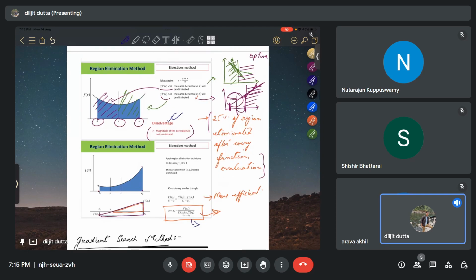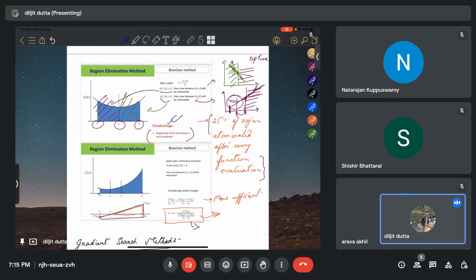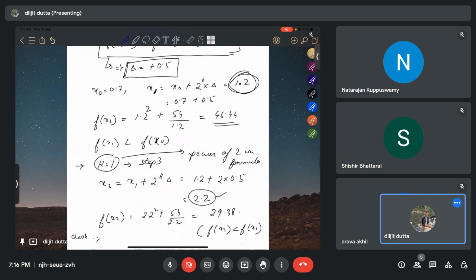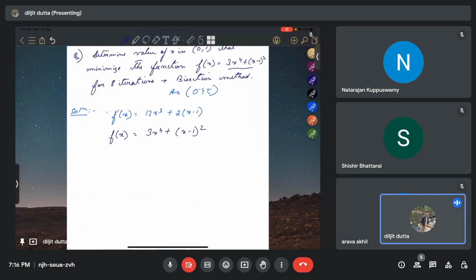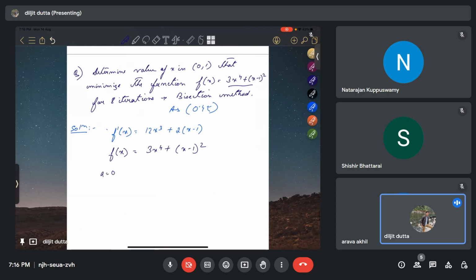So first we will proceed with the initial formula, that is z equals a plus b by 2, and we will find the derivative at z. We will calculate f dash of z. So you have the region a equal to 0, b equal to 1, so z is equal to 0.5. So we'll take f dash of z. How much will it come to?